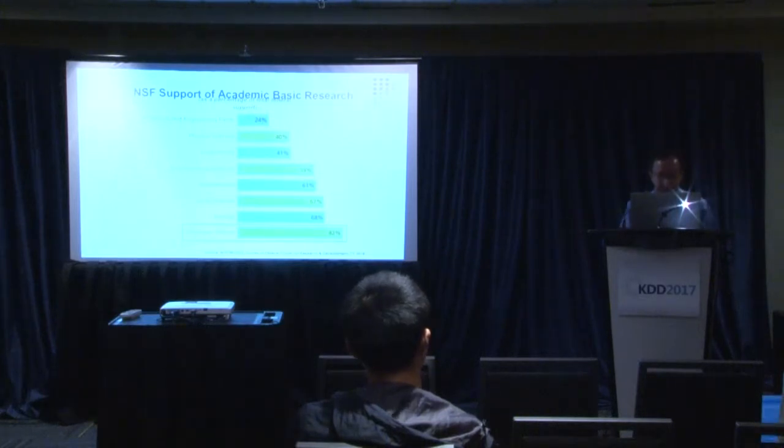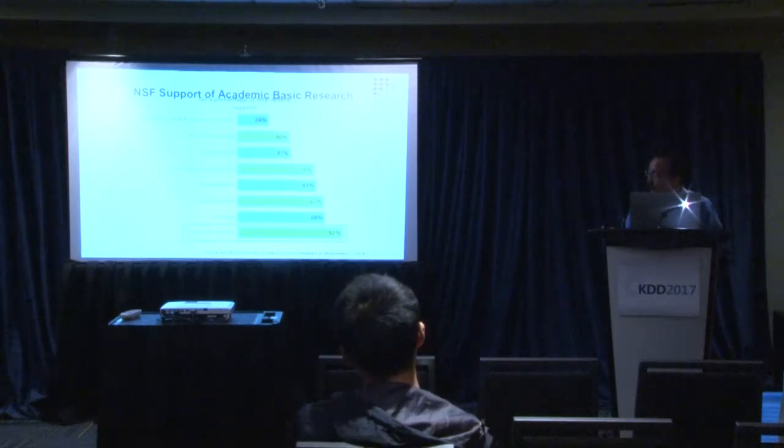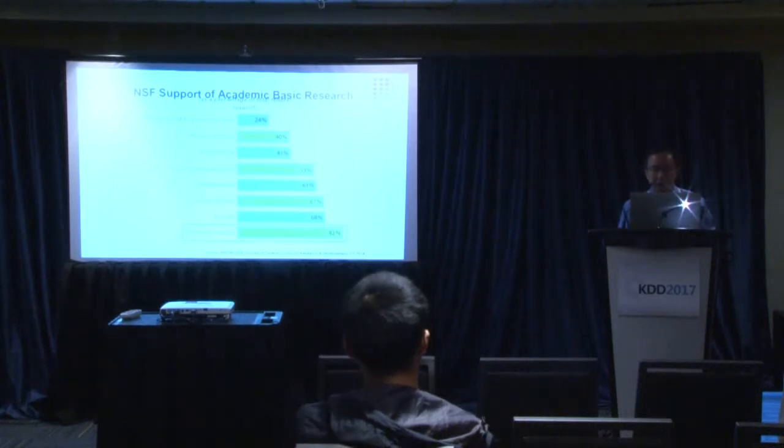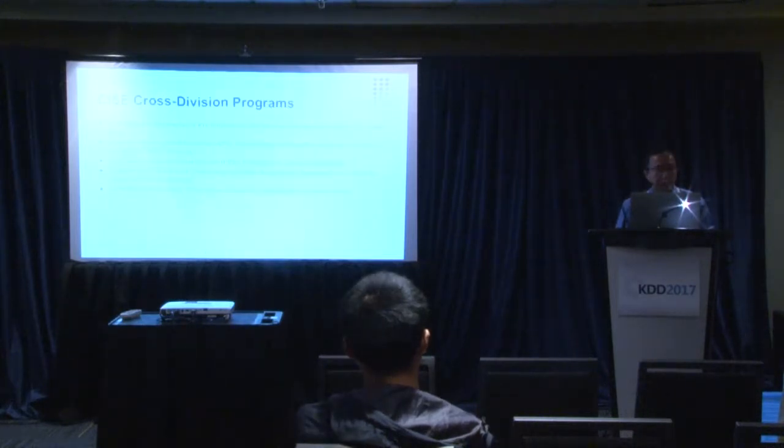Here is a statistic showing, for academic basic research within the U.S., what fraction is actually supported by the National Science Foundation. For computer science, NSF provides more than 80% of the funding for the research community.